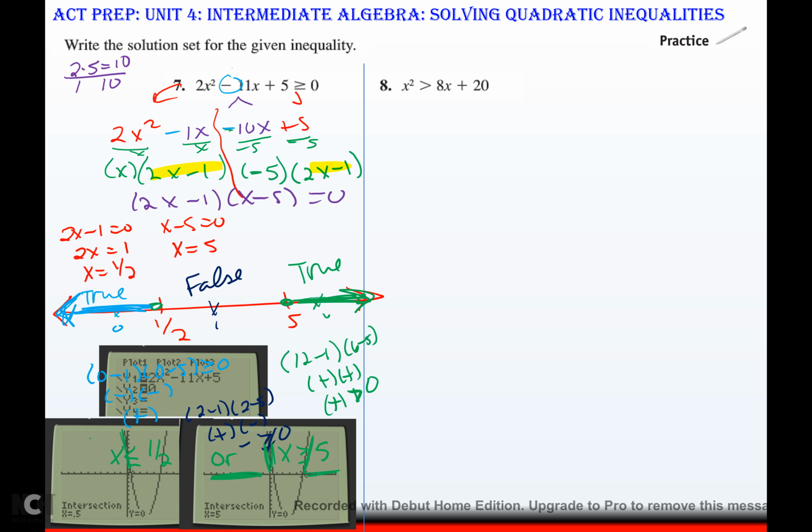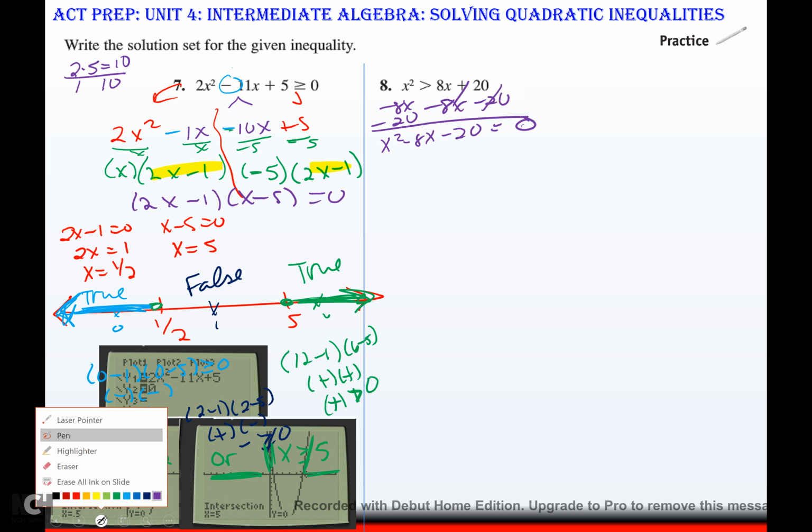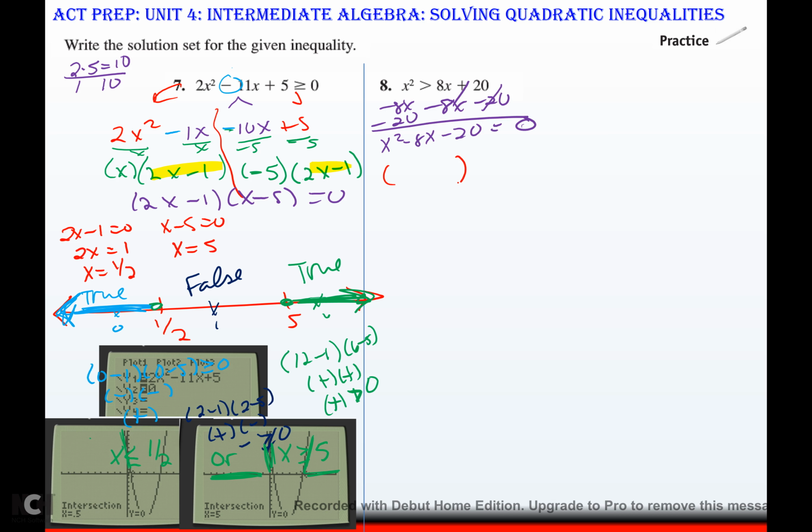All right, number 8, I'm not in quadratic form. So I'm going to minus 8x, and minus 20, minus 20. That gives me 0, and I get x squared minus 8x minus 20. I'm going to factor, should be an easy factor, a is 1. x and x, factors of 20 that make 8 would be 2 and 10.